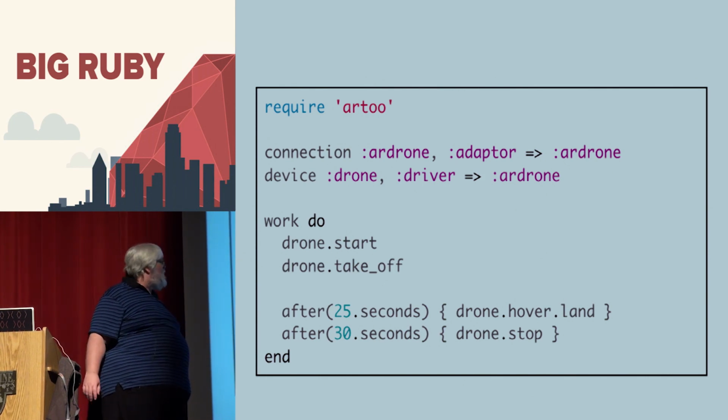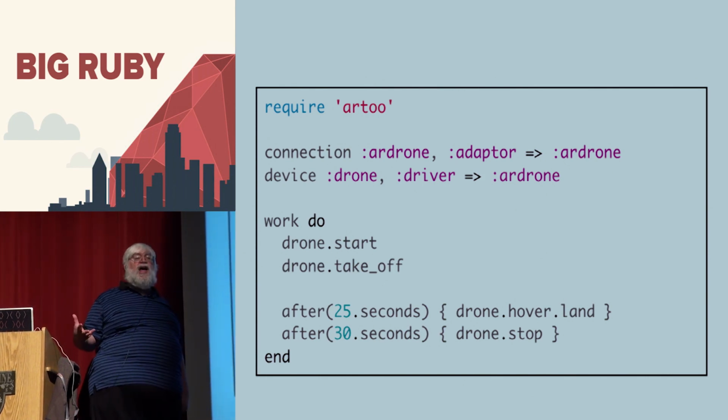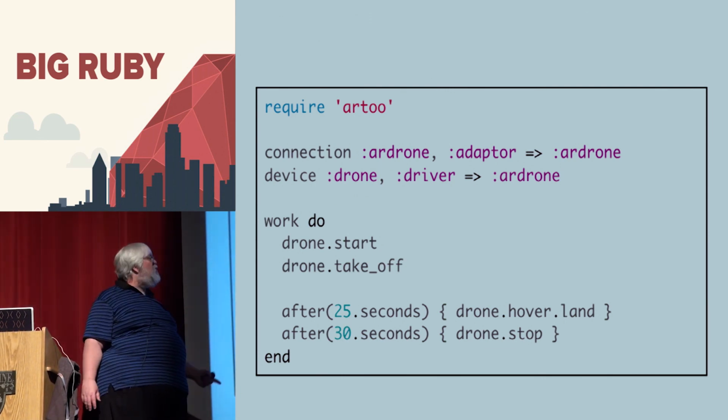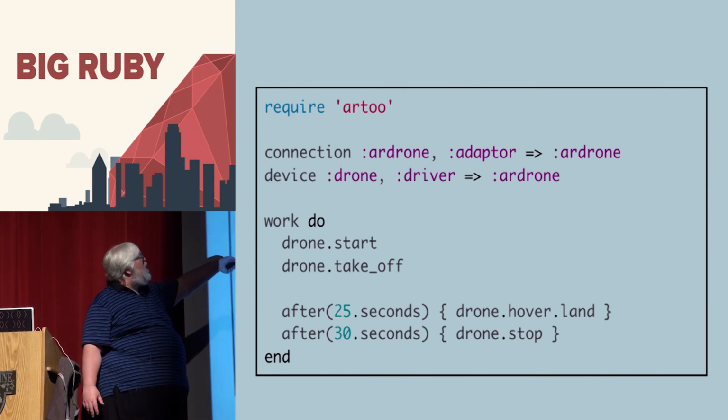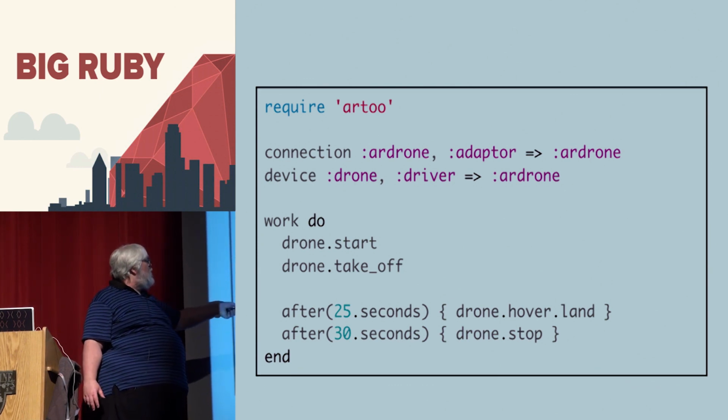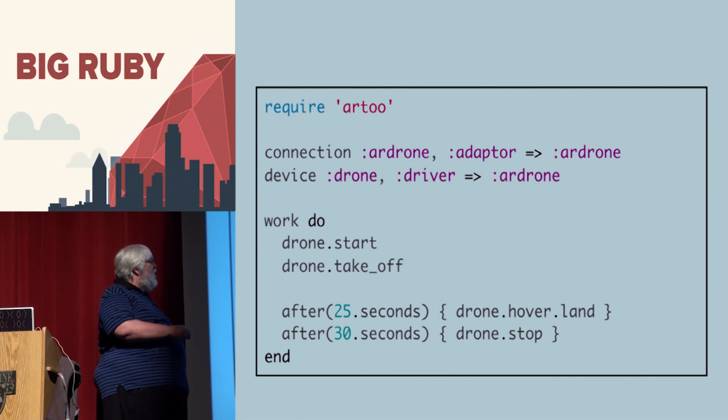Here's an example of actually flying a robot by the wire using R2. Create some connections here. Tell the drone to start, tell the drone to take off. After 25 seconds, do this. After 30 seconds, do that, and loop. You could write this more straight line if you wanted to.